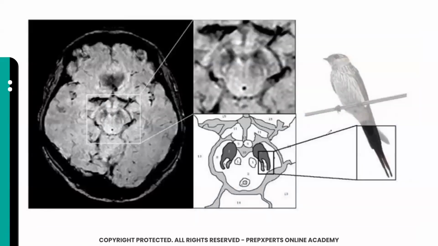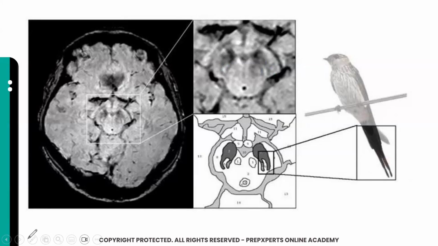So this is your bird with this swallowtail. This is called swallowtail. This is your normal nigrosome appearance on 3 Tesla MRI. This is one, this is two tail. Okay, so this is the nigrosome tail appearance. This is lost in Parkinson disease. This is normal.